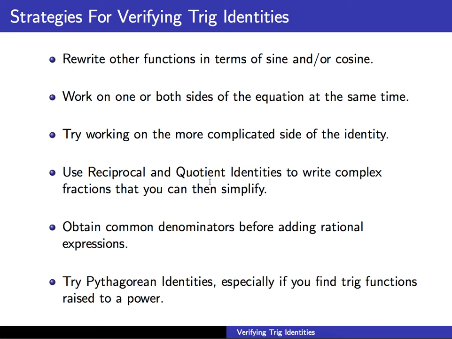Use reciprocal and quotient identities to write complex fractions we can simplify. We've got our least common denominator method for that. Before you add or subtract any rational expressions, make sure you obtain common denominators. So again, to get common denominators, multiply the numerator and denominator of one fraction by the denominator of the other, and vice versa. And then try Pythagorean identities, especially if you see or find trig functions raised to a power. So see what you can do with any Pythagorean identities there.